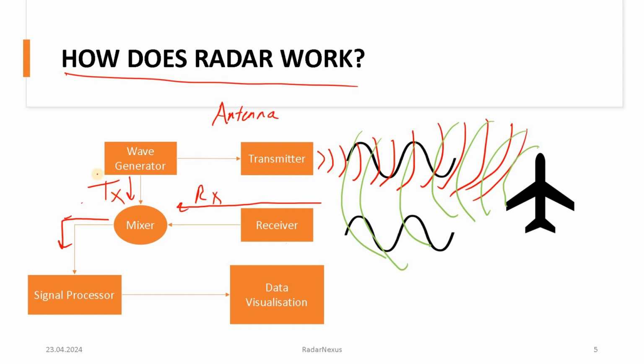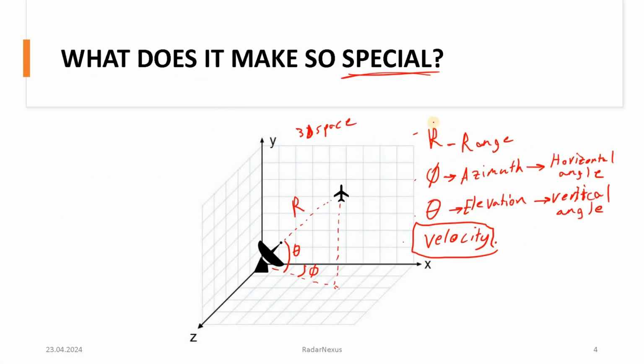By comparing the characteristics of the transmitted signals and the received signals, we can extract many things about the object that these waves have hit. When these waves hit that object, the object will distort these waves and reflect them back to the radar. Later on, we will depend on the distortion in these reflected waves to measure or extract the information that we talked about in this slide: the range, the horizontal angle, the vertical angle, and the velocity.